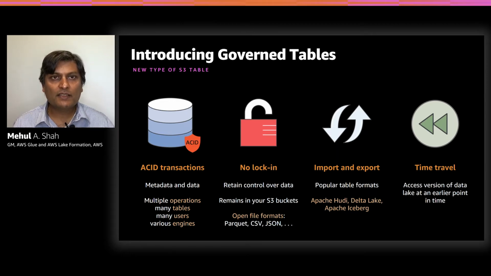The cool thing about governed tables is that the data that governed tables manage is stored in your S3 buckets, in the customer's S3 buckets. So you retain control over your data. The data is stored in open file formats like Parquet, CSV, and JSON. And we make it super easy and fast to import and export data from popular table formats like Apache Hudi, Delta Lake, and Apache Iceberg. And finally, since governed tables track all of the possible updates, you can access a previous version of your data lake at any earlier point in time. So we support time travel. Let's see how all this works.